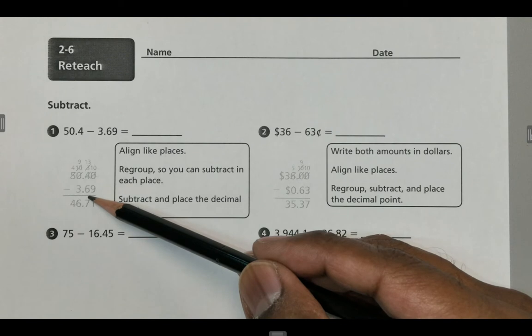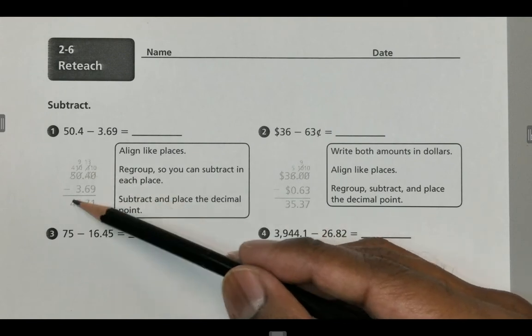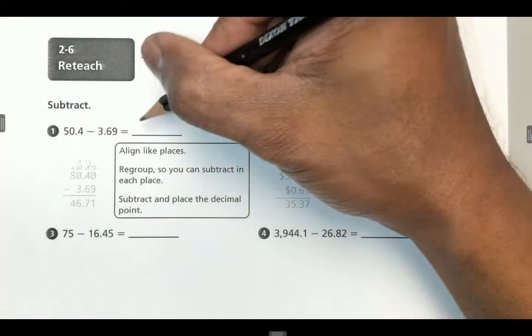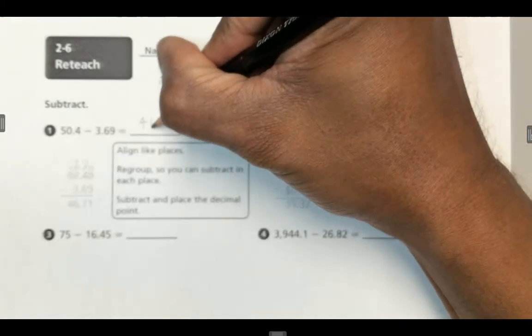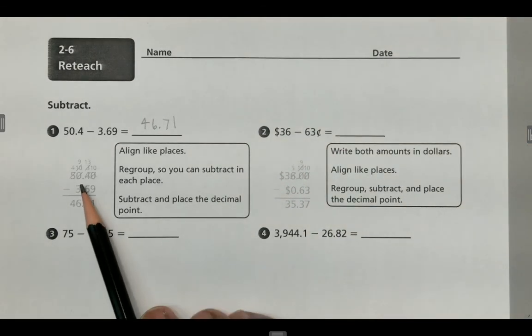13 minus 6 is 7. Past the decimal point now, 9 minus 3 is 6, and the 4 just comes down to get 46 and 71/100. So this was an interesting case because at this point we had to remember how to subtract across a 0.